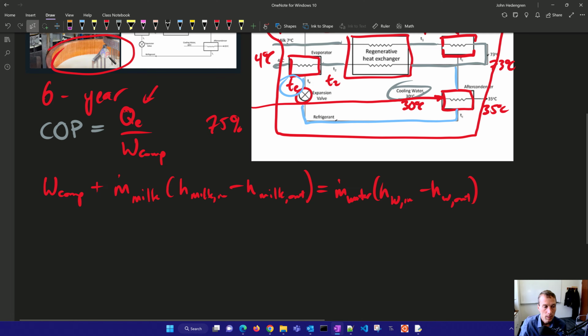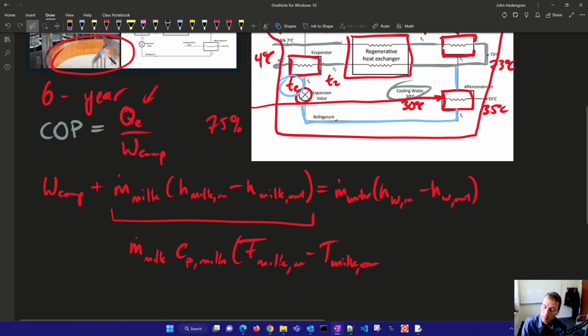Then we can compute some of these terms, such as this one. We can model it as the mass flow rate of milk times the heat capacity of milk times the temperature, T milk in minus T milk out. Similar to this one, we're going to break out the enthalpy into the mass flow rate times the Cp times the delta T. So we have a heat capacity for water as well.